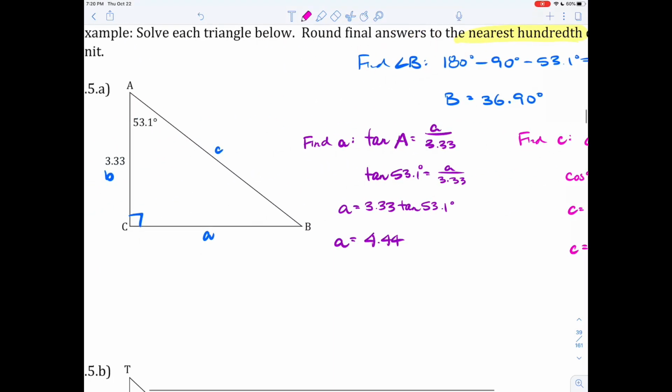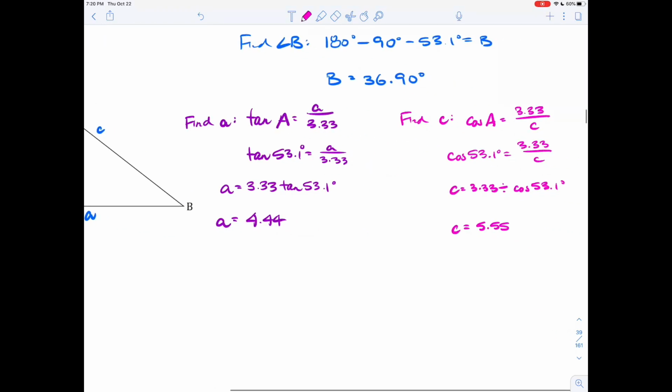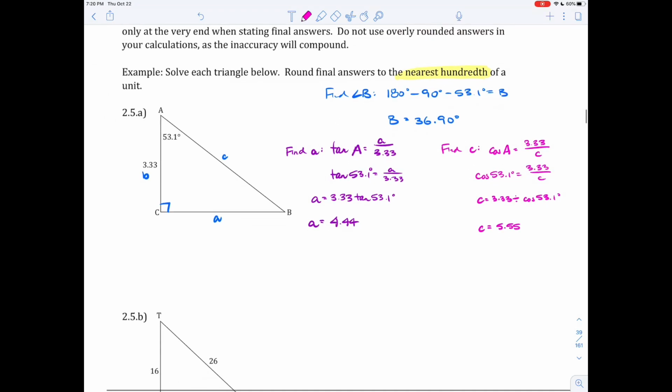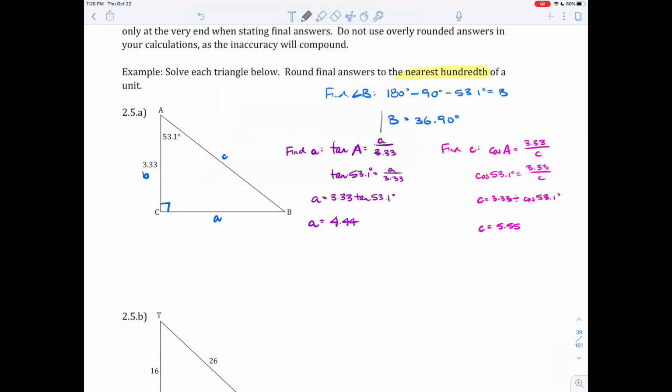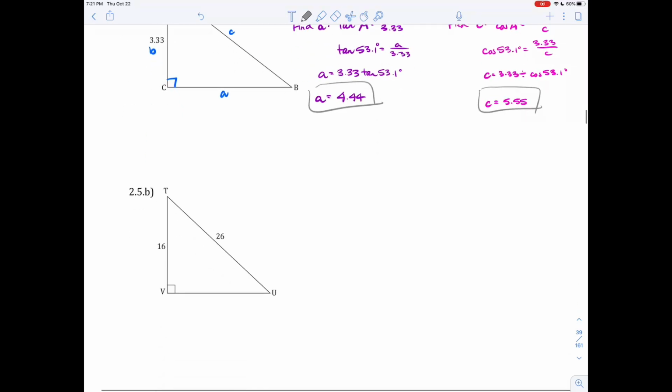I do a quick check for units. There were no units in the original measurement, so I don't need to worry about units here like meters or inches or any of that. I have found all three things I am looking for, so I can say that this one is done.